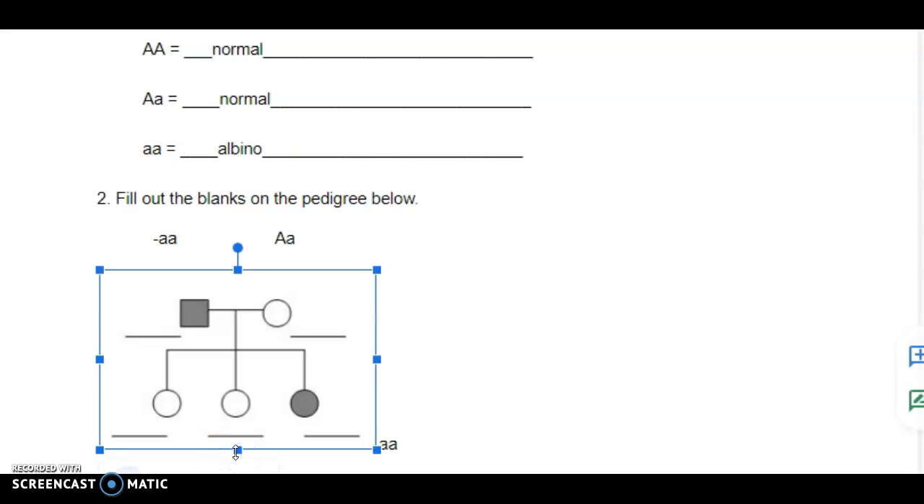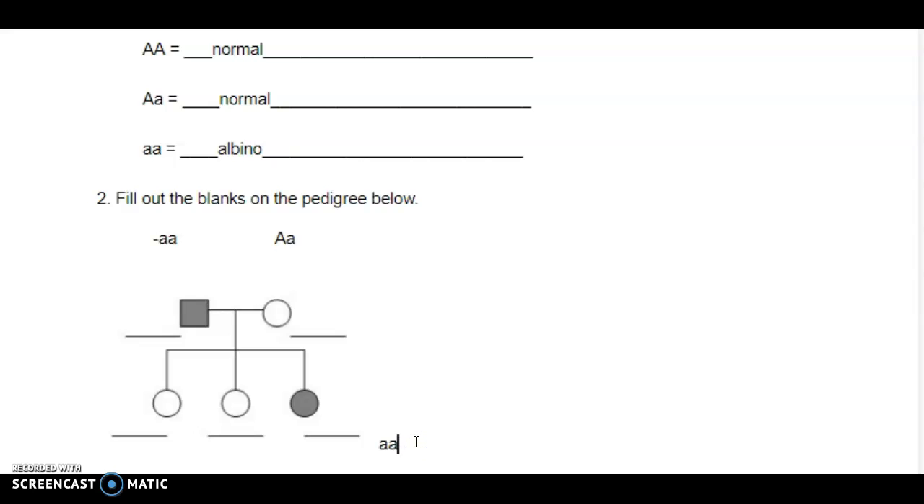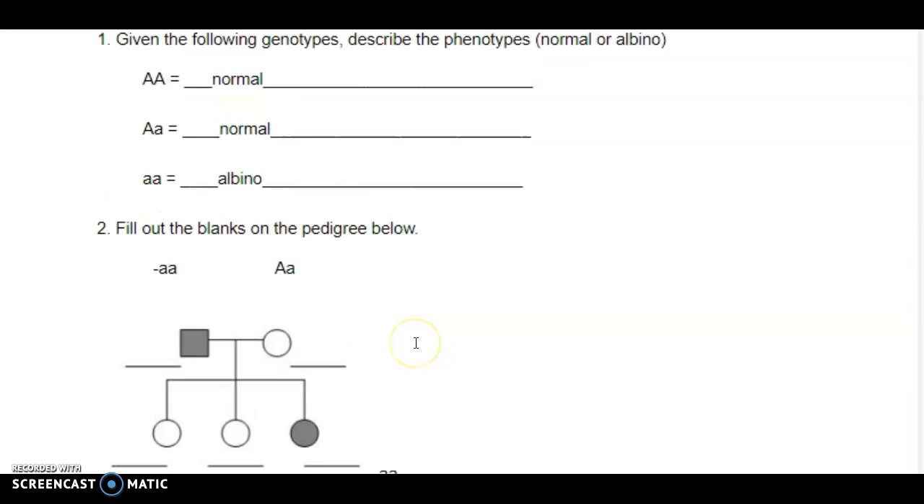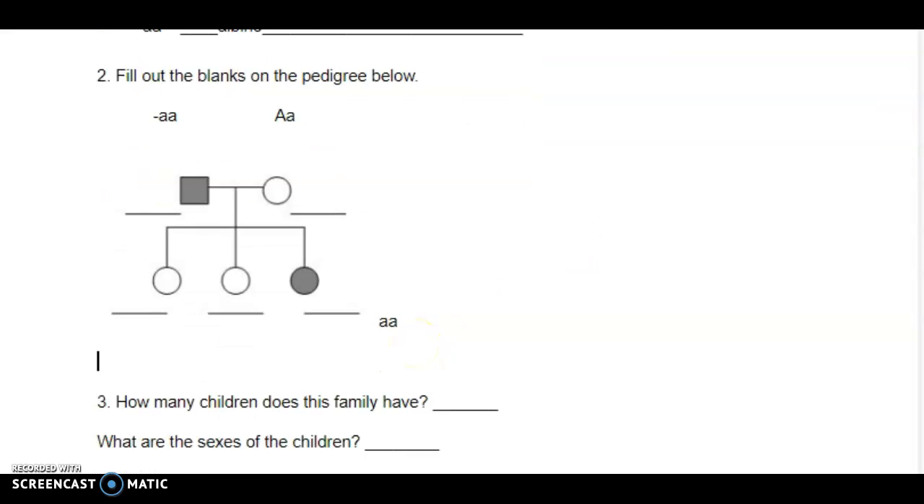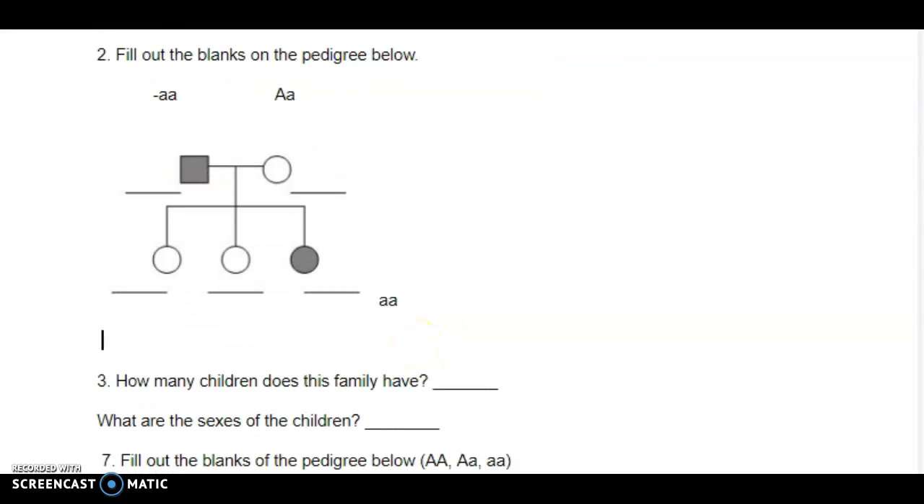And then the sibling right here that is unaffected would have gotten Mom's big A, but Daddy only had a little a to give, so that one would have to be big A, little a. And same for this sibling as well. She would have gotten a big A from the mom, and Dad can only give a little a. And that would be this.